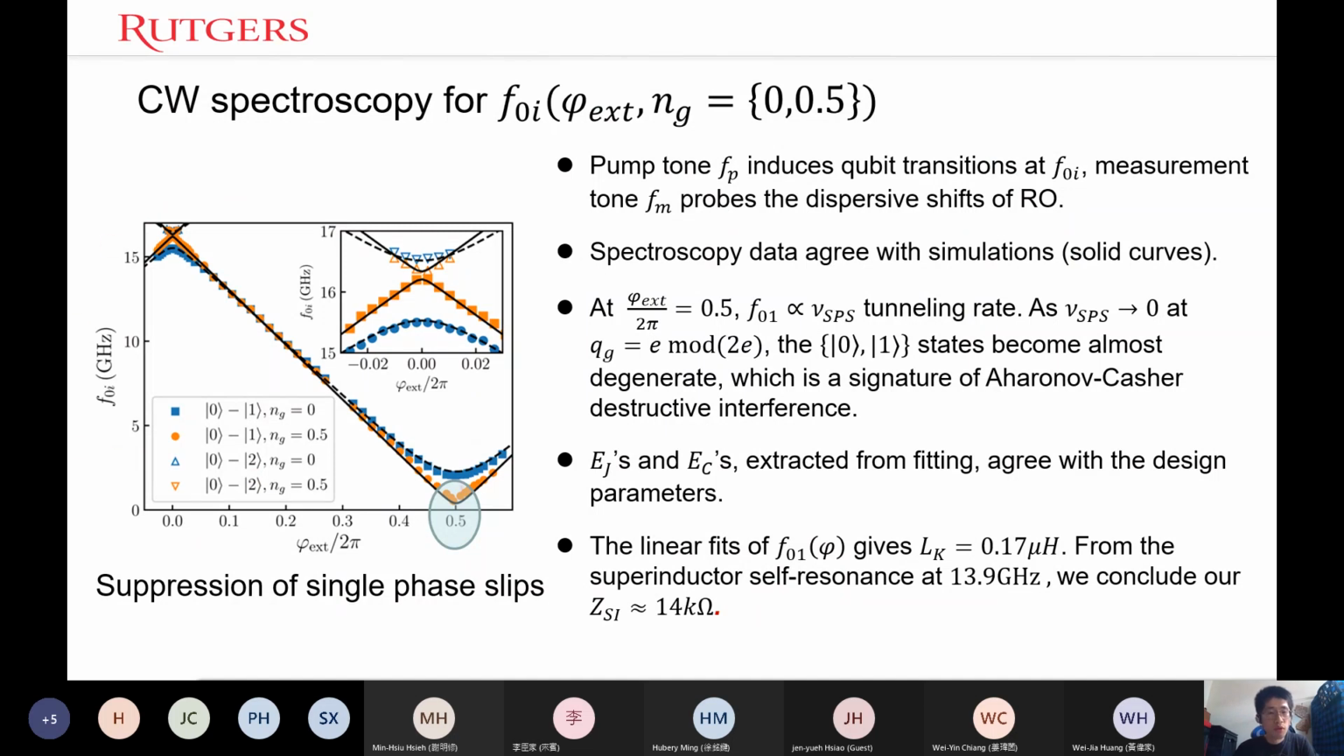And the linear fit of F01 as a function of flux gives us a kinetic inductance of about 0.17 microhenry. From the superinductor self-resonance, which we do not show here, about 14 gigahertz, we conclude our superinductor has an impedance around 14 kilo ohm, which is well above the resistance quantum.